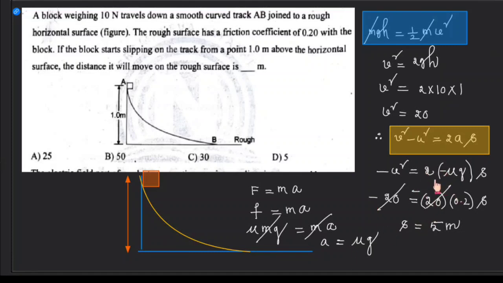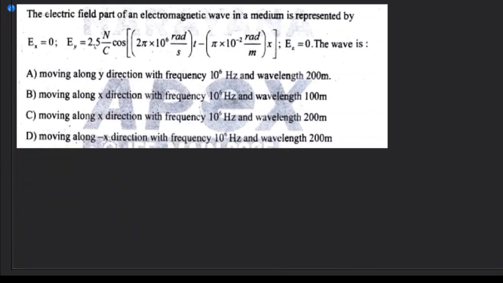So this is the question from electromagnetic waves. The electric field part of an electromagnetic wave in a medium is represented by Ex is equal to 0, Ey is equal to 2.5 cos of 2 pi into 10 power 6 t minus pi into 10 power minus 2 radians per meter into x, and Ez is equal to 0. We have to find the wave direction from this electric field wave equation, right.